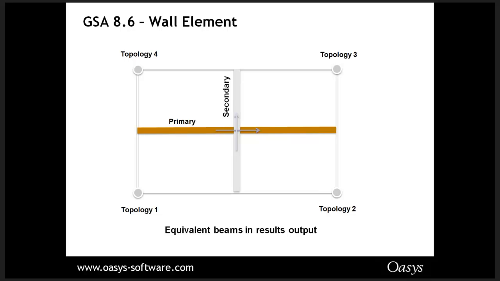So the primary one is from node 1 to node 2, and the secondary is from node 2 to node 3. So if you ask for wall element primary results, forces and moment for primary direction, you will get the edge force and moment for edge 4 and edge 2. Similarly, if you ask for secondary direction, you will get the forces and the moments at edge 1 and edge 3.